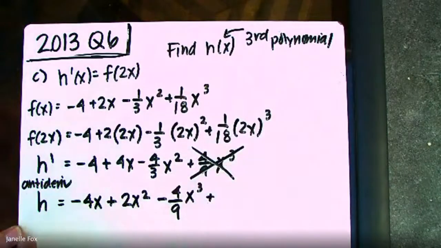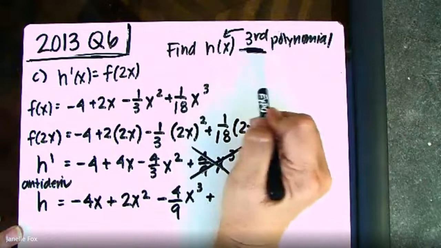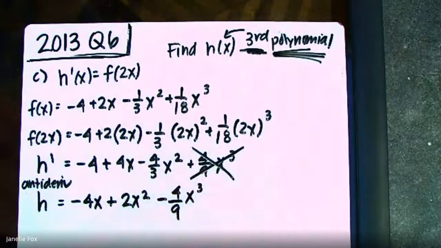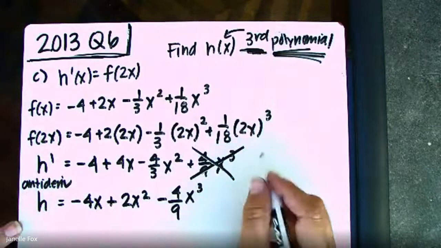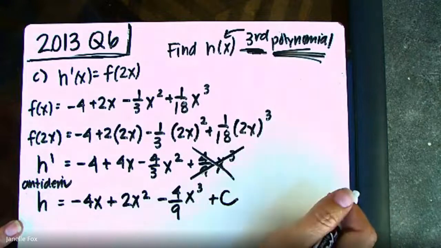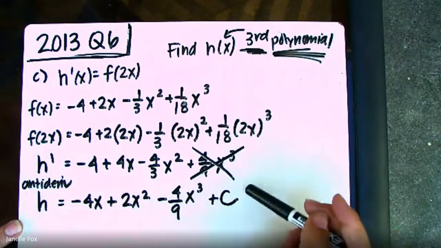It said when I did h that they only wanted the third degree polynomial, which means I need to stop at the x cubed. Ta-da! I don't even need any more. But you know what I do need? I need a plus c. Folks, we don't know what the constant is, so you have to put plus c.